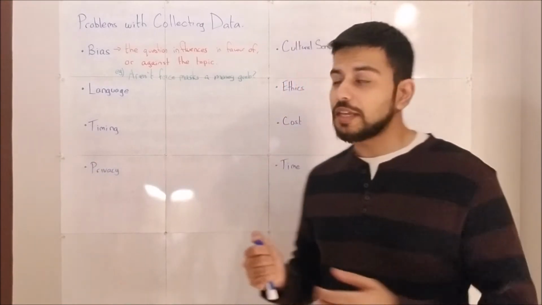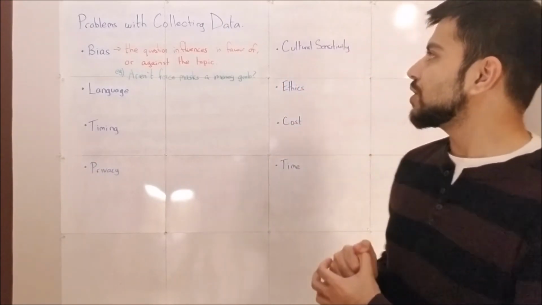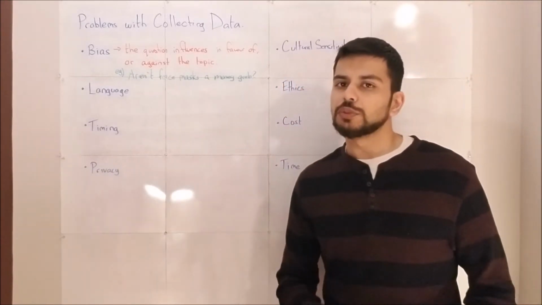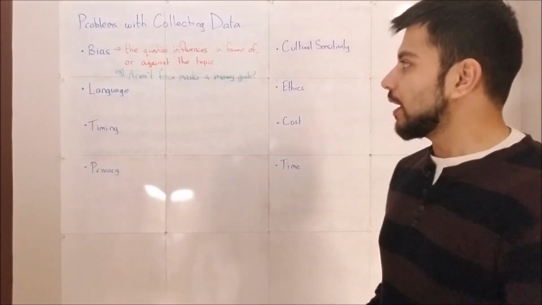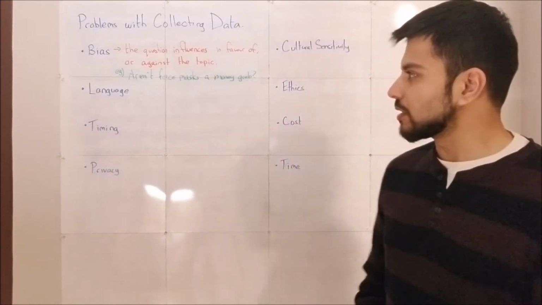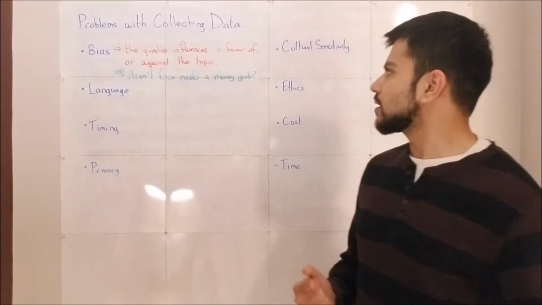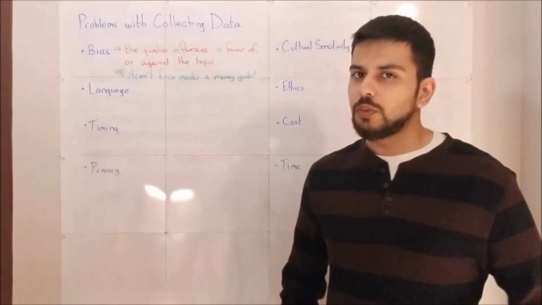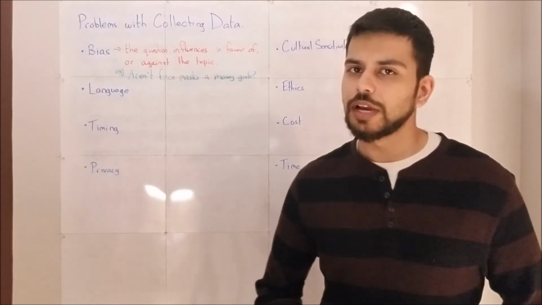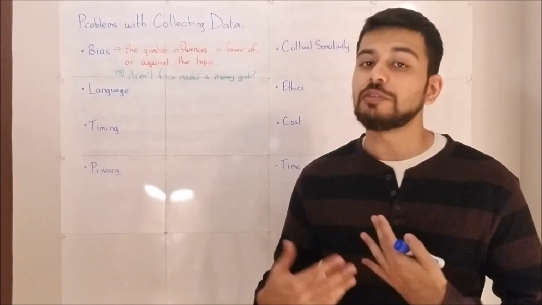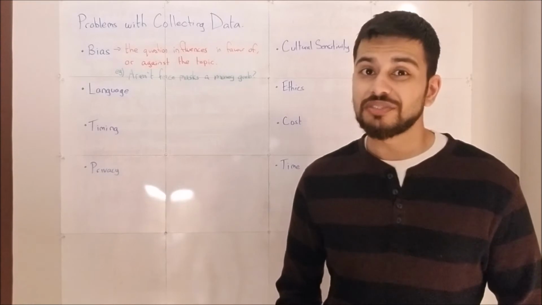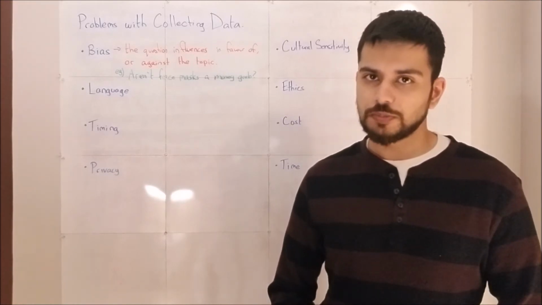Okay, so the first one we're going to look at is bias. The question influences in favor of or against the actual topic. An example, you might have seen this one around, is if we're looking at face masks, someone says, aren't face masks just a money grab? Well, I'm implying that they're a money grab. So as a person asking, I have a bias, which isn't fair because it might influence your response.